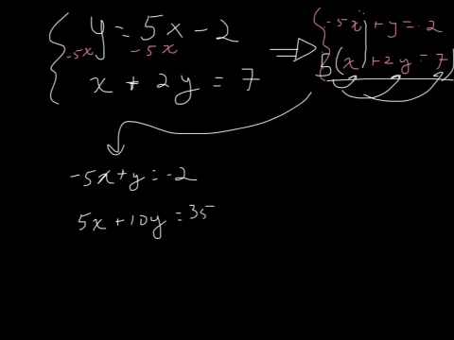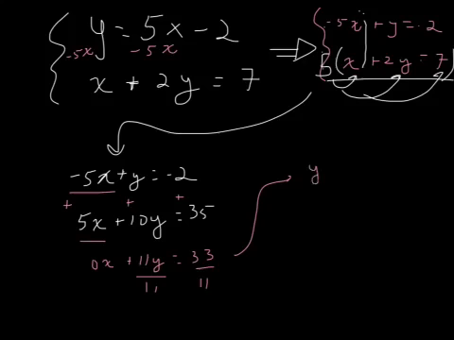Okay, since I have a negative 5x here and a 5x there, I'm going to want to add these equations so that the x's go away. When I do that, I get 0 x's, so I've eliminated the x's, plus 11y equals 33. So if I divide by 11, I get that y equals 3.